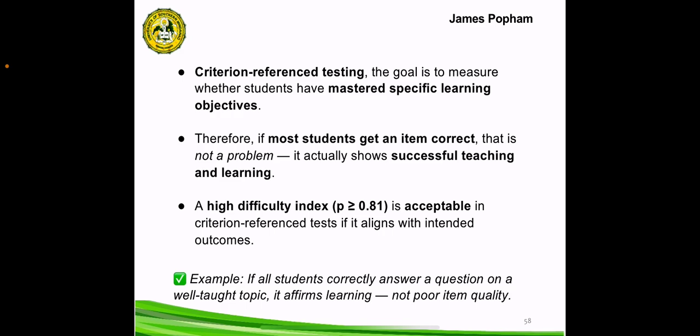Take note of this word: successful teaching and learning. It shows successful teaching and learning. And a high difficulty index is acceptable in a criterion-referenced test if it aligns with the intended outcomes. Example, if all students correctly answer the question on a well-taught topic, it affirms learning, not poor item quality. That is according to James Popham.